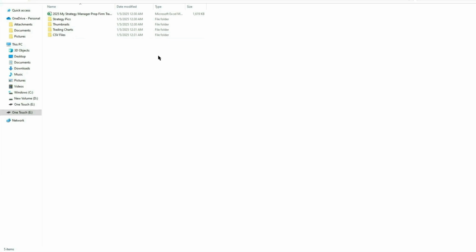Why did I put these 4 folders in here, and how will they play a role in my trading throughout the rest of the year? I'll show you that a little bit later. But first up is to build this out.